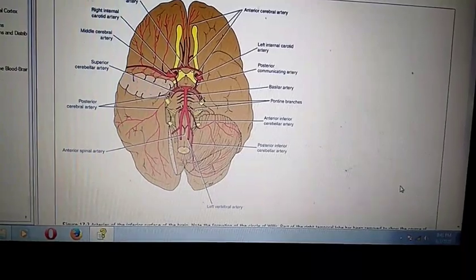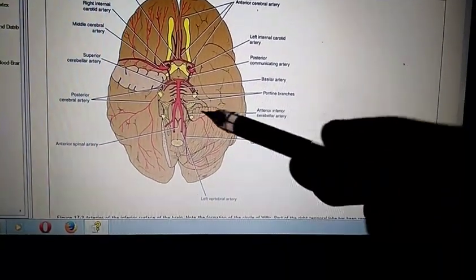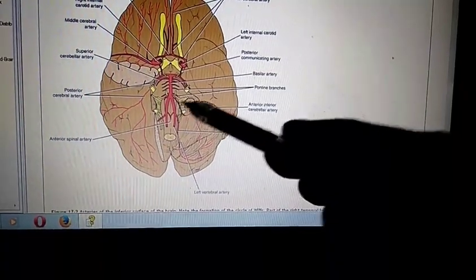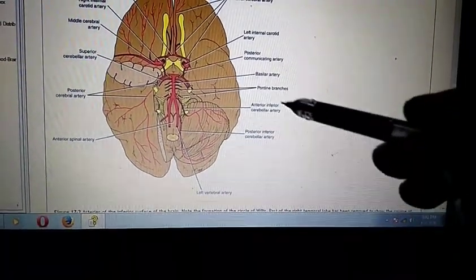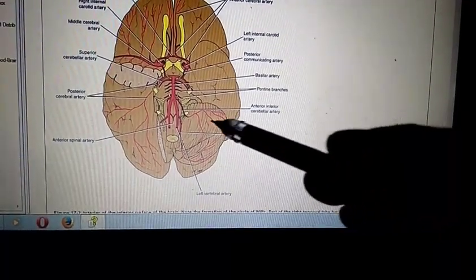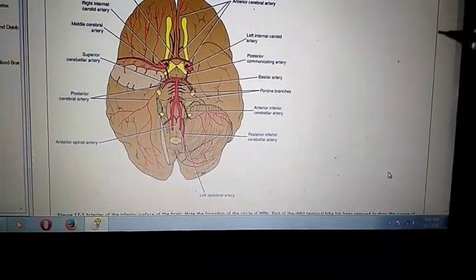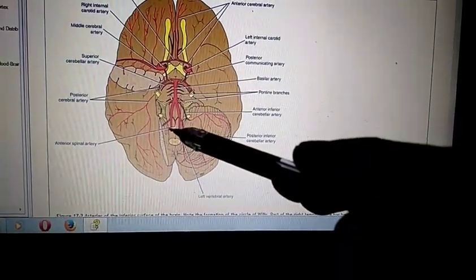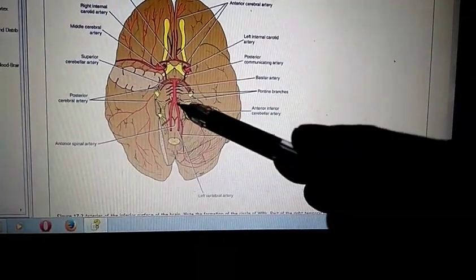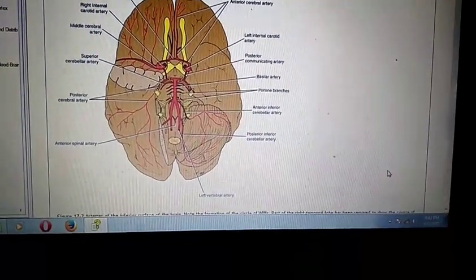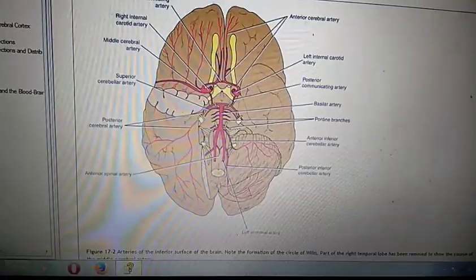Apart from this, the ventrolateral aspect of medulla oblongata is supplied by anterior inferior cerebellar artery, which also supplies anterior aspect of inferior surface of cerebellum. Both the vertebral arteries unite and form the basilar artery, which also supplies some part of medulla oblongata.